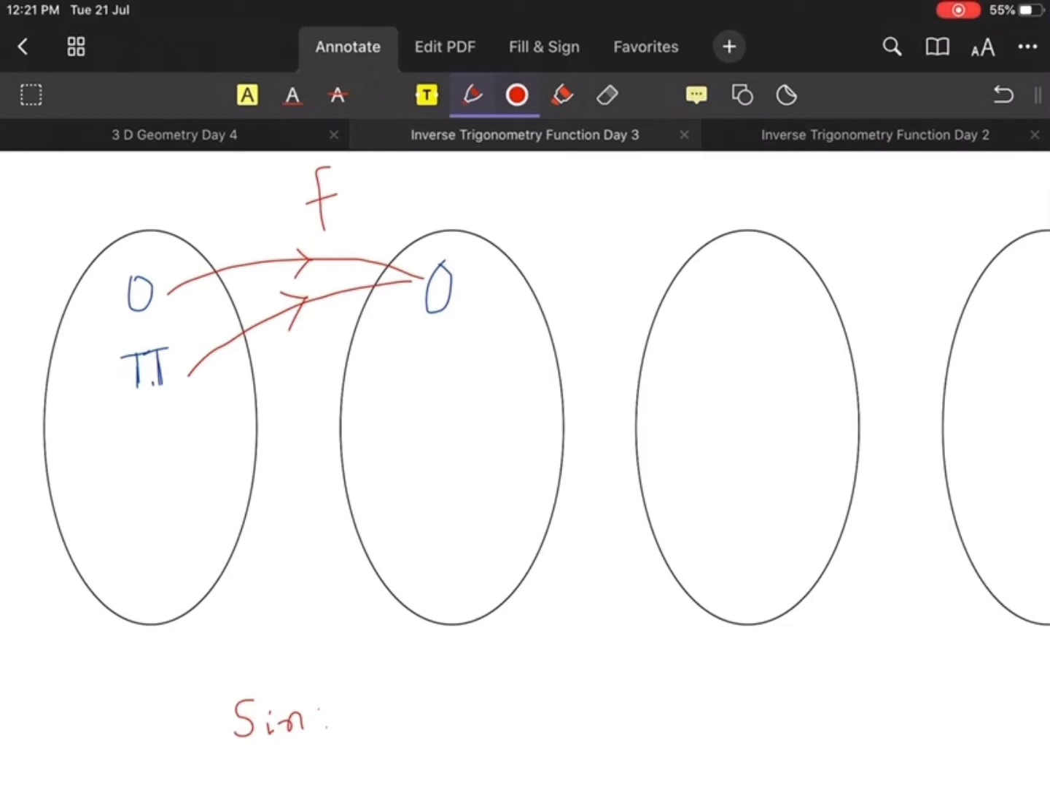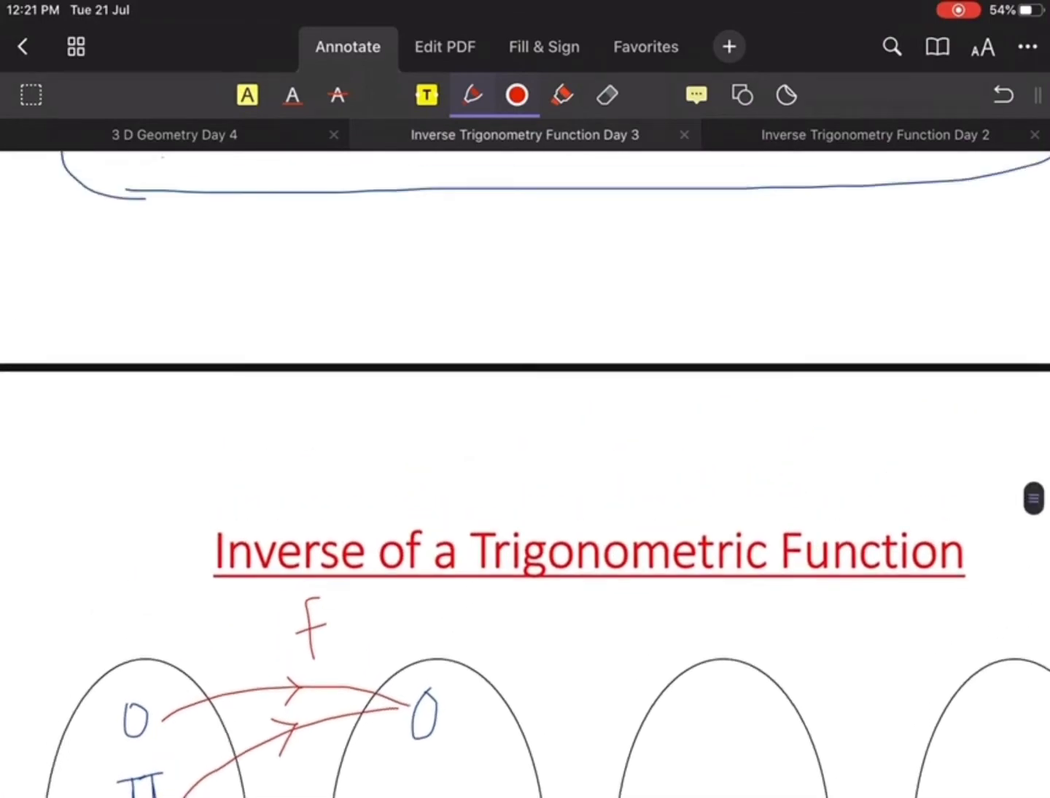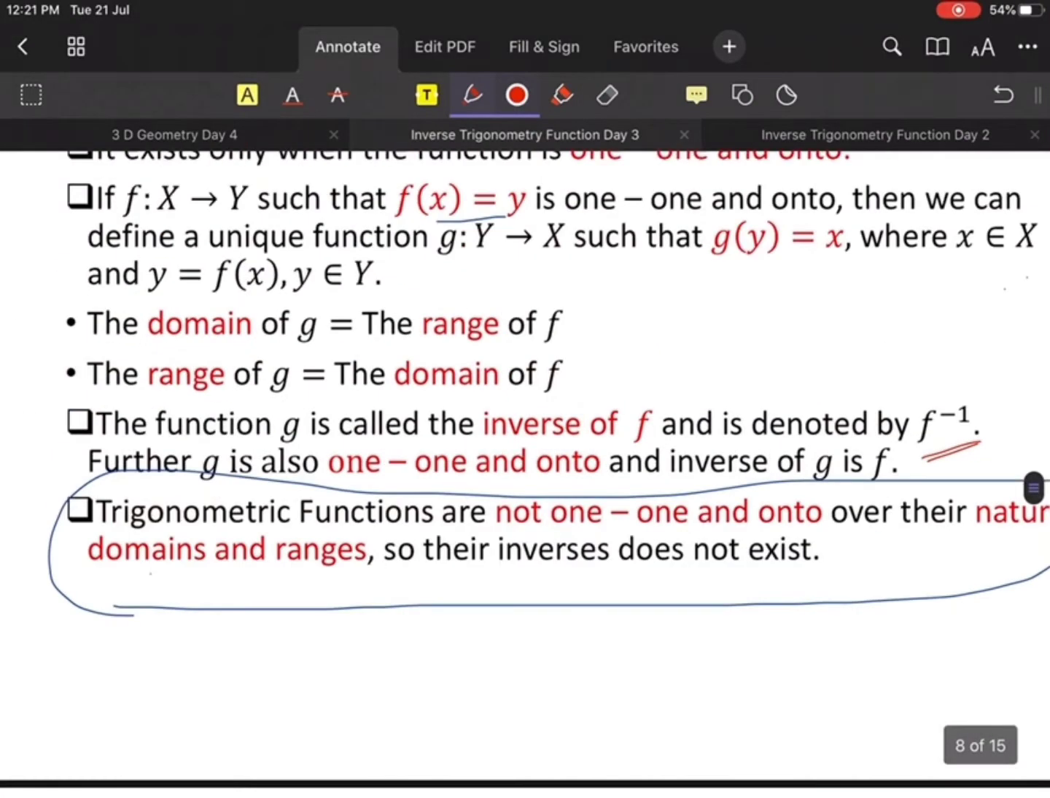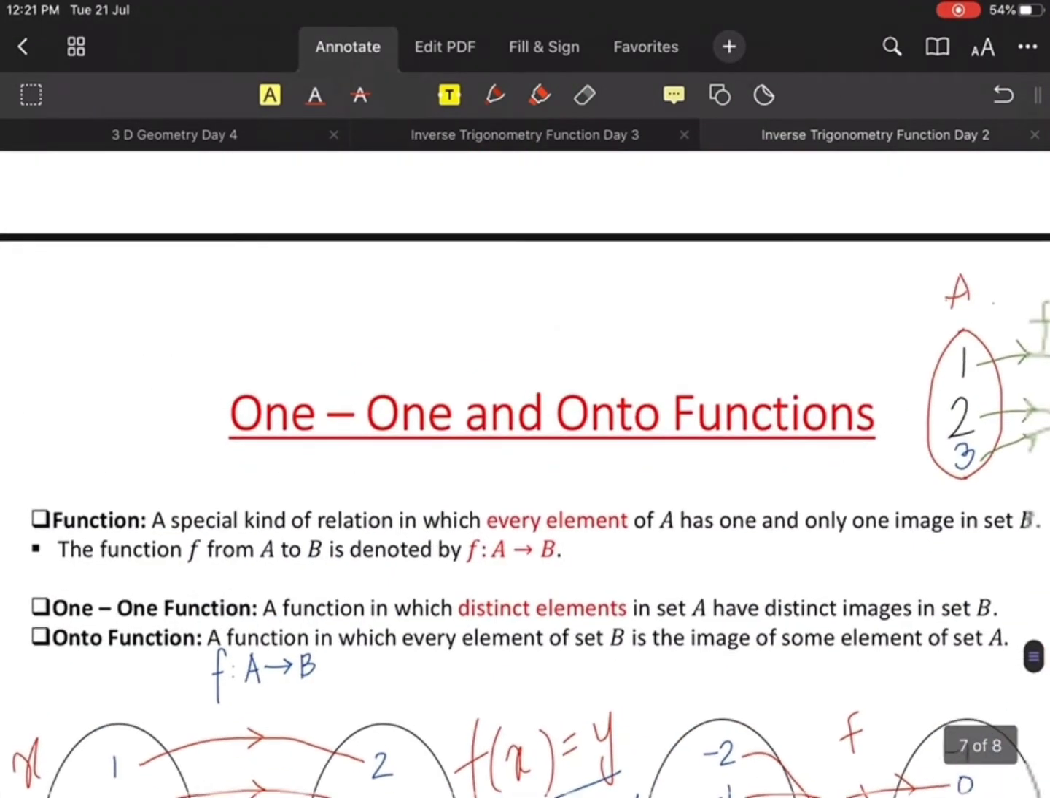Sine function is not 1-1, and since it's not 1-1, we don't have to show for onto. Then we can directly say that the inverse of sine function will not exist. Clear? So if this is what happens, then what do we do? We should leave this chapter here. So this is the end of this chapter. No. Clear?